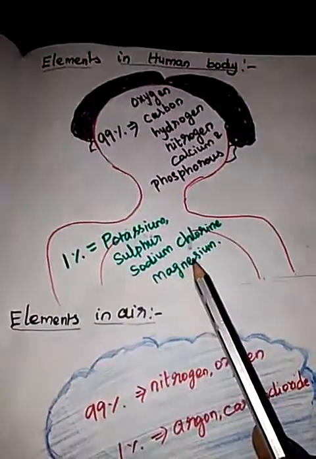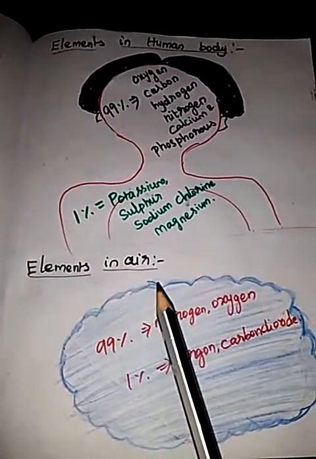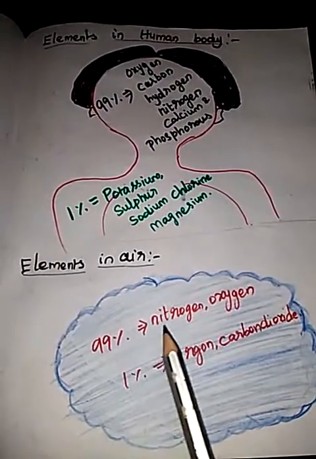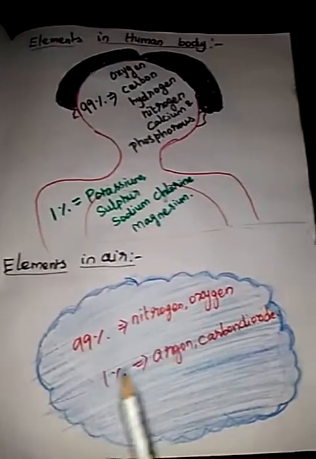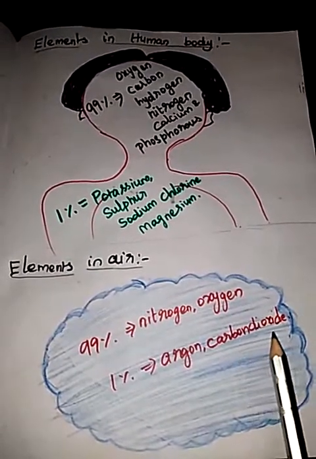Okay students, the same type of elements in air also we have. In air we have 99% nitrogen and oxygen, remaining 1% argon and carbon dioxide.